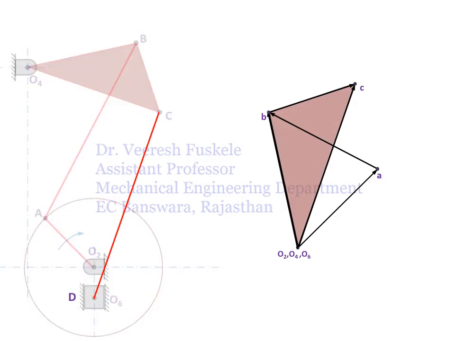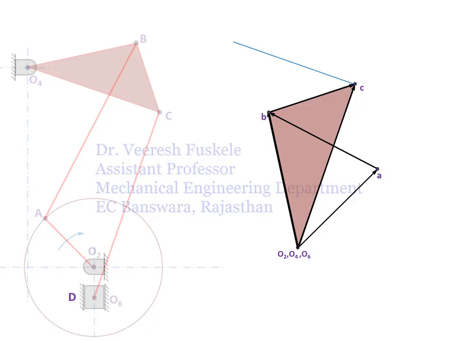Now, to get the velocity of point D, or to locate the point D in the velocity diagram, we have the link CD. So we draw the velocity vector of the link CD that will be perpendicular to the link CD, and we draw the vector from the point C in the velocity diagram as shown here. Again, as we don't know the direction and magnitude of the velocity of link CD, we just draw the velocity vector from the point C.